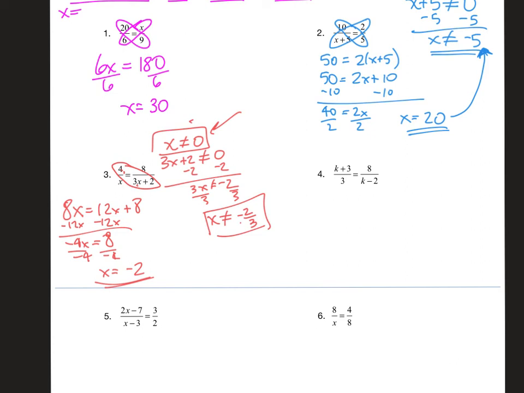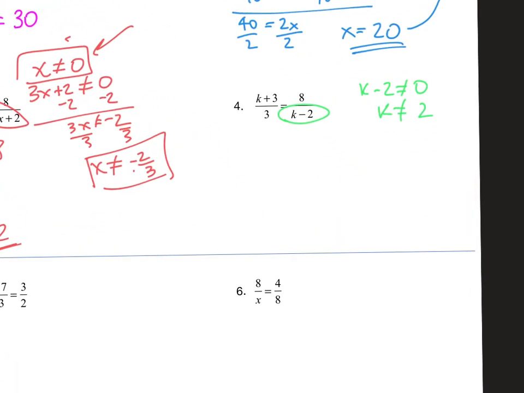Okay, and then this last one, first thing, let's state the restriction. K minus 2 is not allowed to equal 0, which means k is not allowed to equal 2. Okay, so then I'm going to cross multiply. I need a little bit more room. Multiplying this way, I get 24. Now, multiplying this way, when I have k plus 3 times k minus 2, I have to actually FOIL that. So foiling, I get k squared. The inners and the outers give me k, and the last gives me -6.